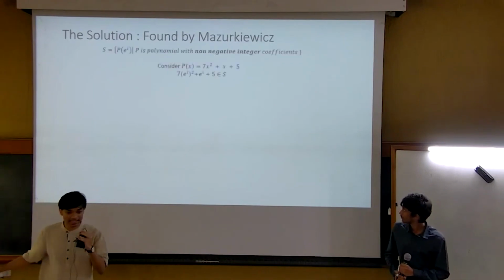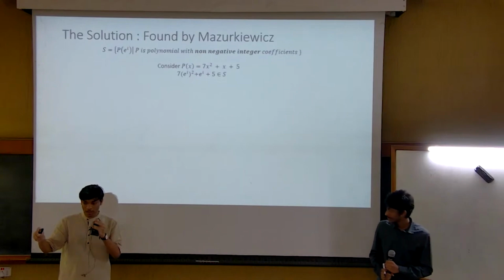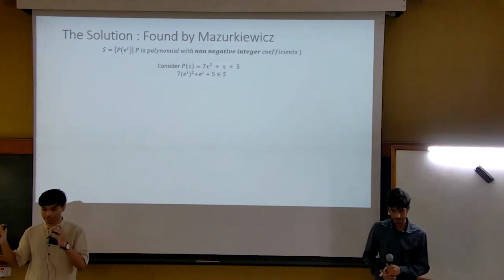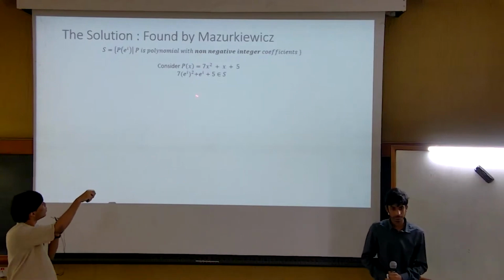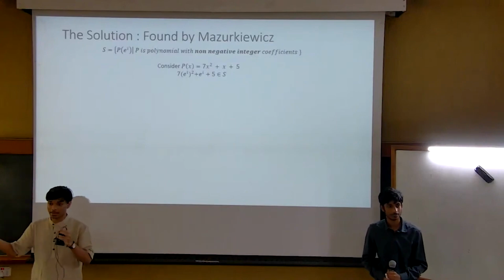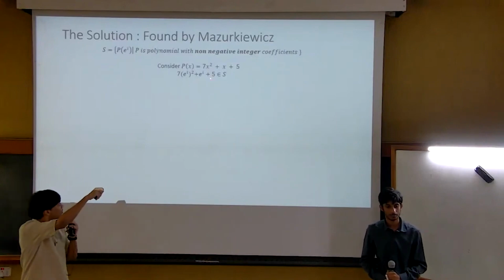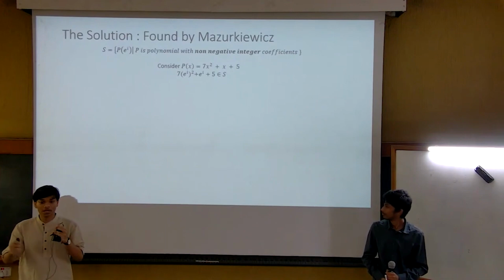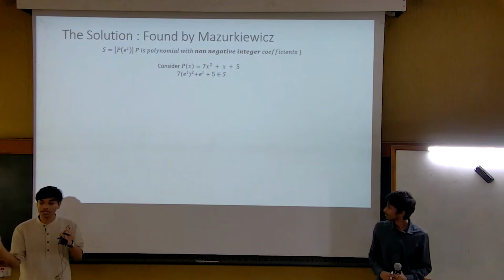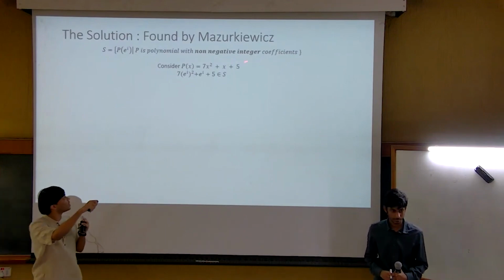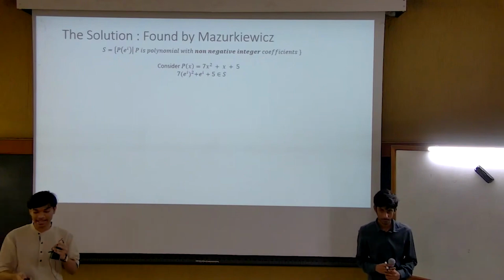So here's set S. Take any polynomial with non-negative integer coefficients. We have an example. Evaluate that polynomial at e to the i. You'll get a complex number. Put that complex number into S. Do this for all such polynomials with non-negative integer coefficients, and you'll get set S.